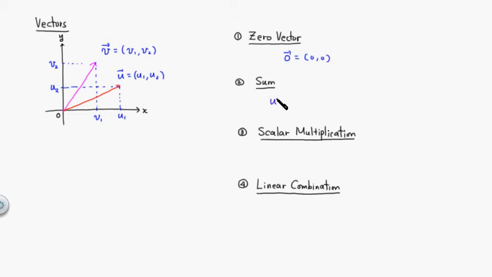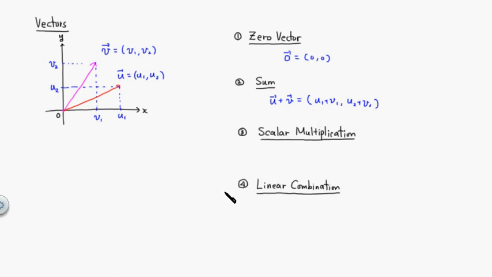And the sum of two vectors. Let's say you want to add vector u and vector v together. All you really have to do is add the components. So you do the addition component-wise. You have u1 plus v1 as the first component of the sum, and u2 plus v2 is the second component. That's how you add vectors together. Just do addition component by component.